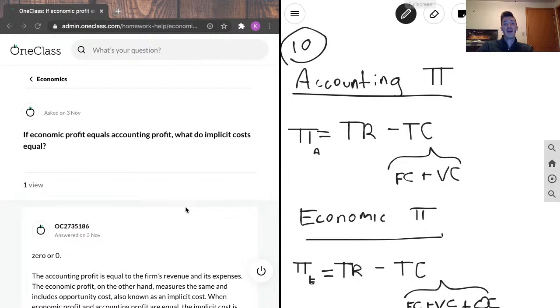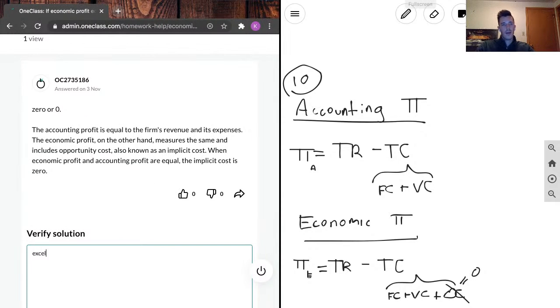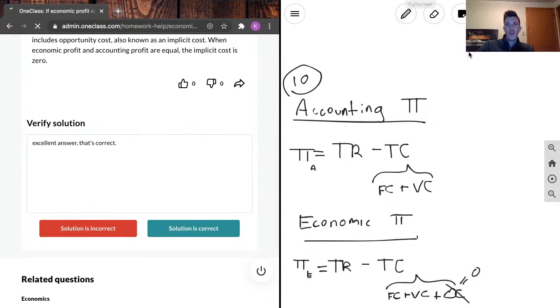So the question asks, if economic profit equals accounting profit, what do implicit costs equal? If you were to set these two equations equal to each other, they are exactly the same minus the opportunity cost. So if this is equal to 0, this would fall out of the equation. And then in both cases, we have total revenue minus fixed costs minus variable costs equal to profits, and it would be the same. So we'll say, answer that's correct. We can move on.